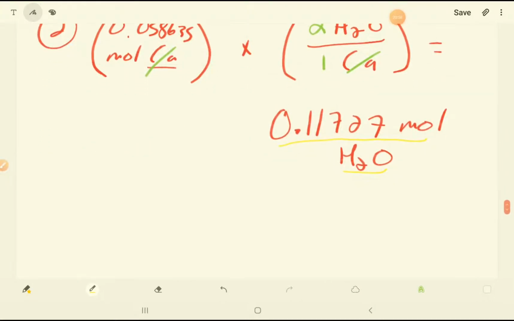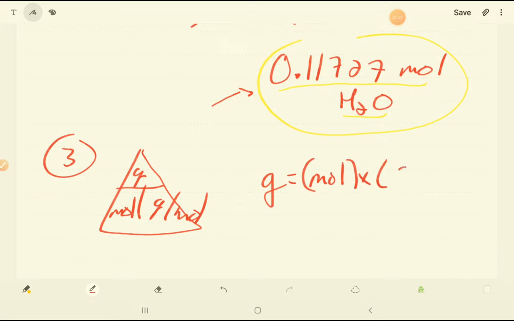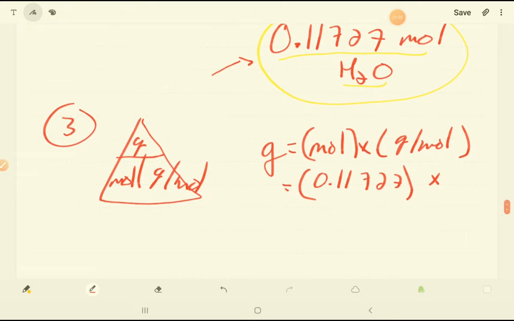So then this here becomes a step 3 question where we take the amount that we calculated in moles from the stoichiometry, and once again, using this triangle over here, we're going to take our found amount and convert it to mass, and that'll be grams is equal to moles multiplied by grams per mole. And the moles in this case are going to be 0.11727 multiplied by the grams per mole of water. So that's 2 hydrogens and an oxygen, which ends up being about 18.02 grams per mole.